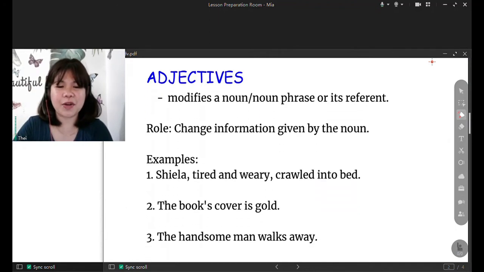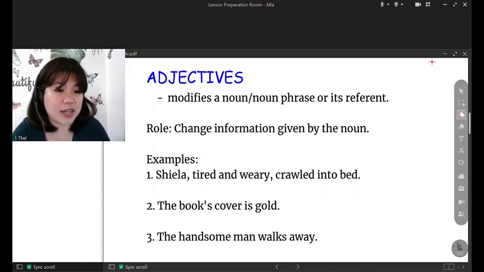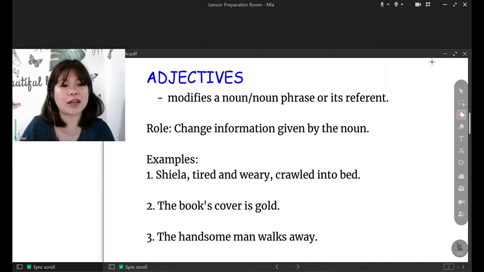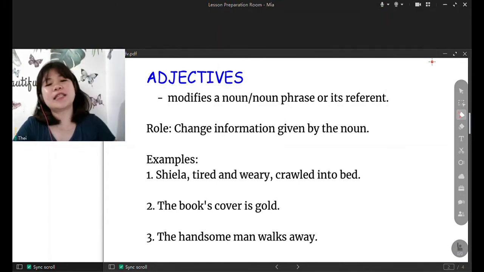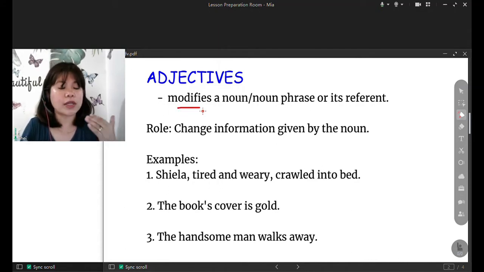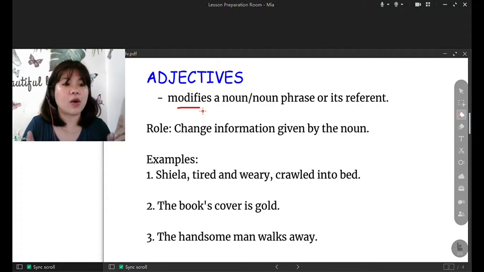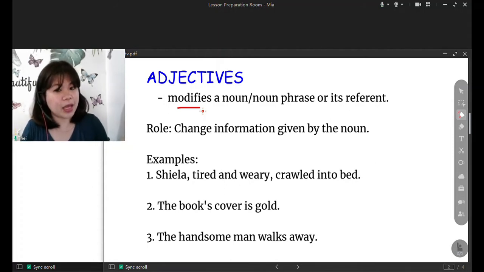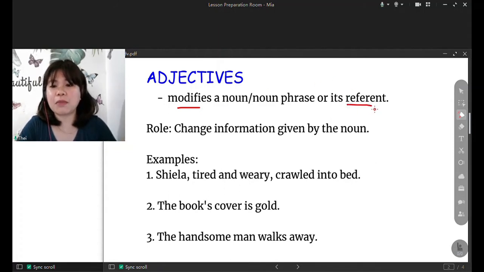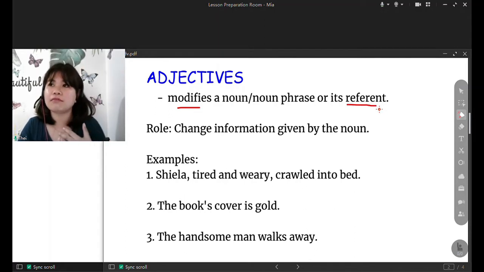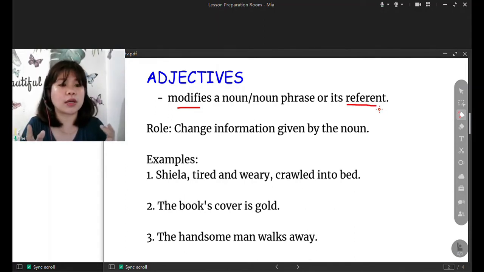Okay, so we're going to understand first what an adjective is. An adjective modifies a noun phrase, or its referent. Now, we already talked about what a noun is. You can check my other videos. So, let's understand what modify is. Modify means you are talking about or describing what something or someone is like. Now, what about referent? Referent means an object, thing, noun phrase, or a person.